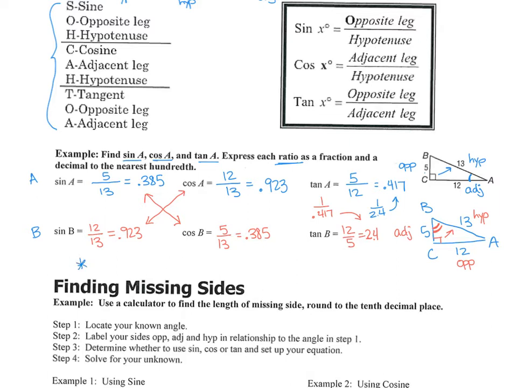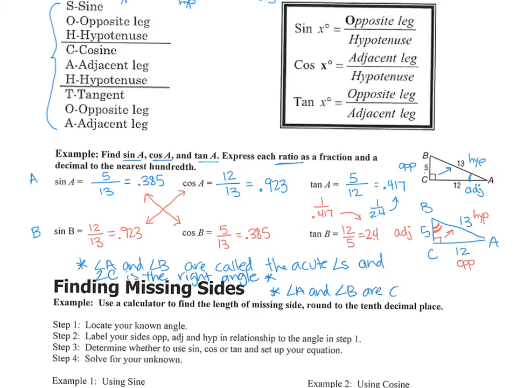Angle A and angle B are called the acute angles, and angle C is the right angle of our triangle. Angles A and B are also complementary. Angle A and angle B are complementary angles. That means that they add up to 90 degrees.